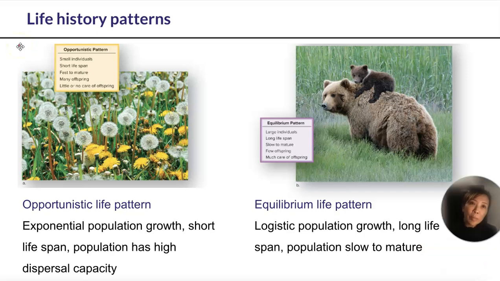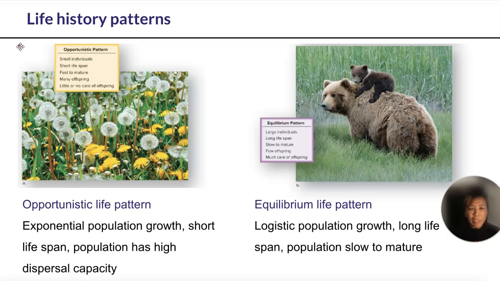Another way that we can predict population growth is by looking at life history pattern. There are two basic life history patterns. The first one is the opportunistic pattern. Organisms that fall into this pattern tend to have a shorter lifespan. They tend to be fast to mature. They tend to have many offspring. And typically they don't take care of their offspring, right?